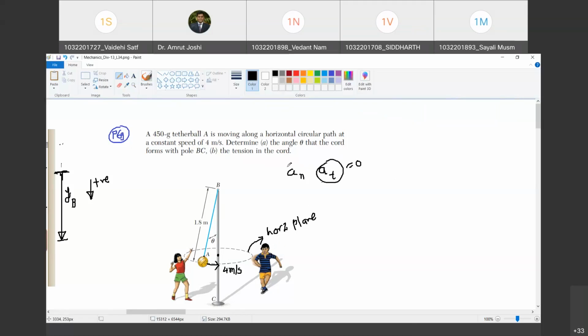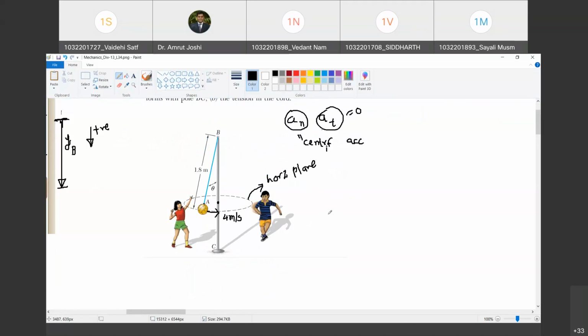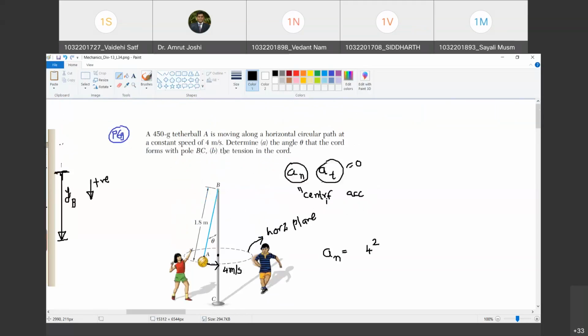But however, what is the value of AN? AN is equal to centrifugal acceleration. Are you with me? Yes, sir. And how much is that? Is it V square upon R? Yes, sir. Okay. So can we write down AN here? How do we write down AN here? It is going to be V square, that is 4 square. Do you agree with me? Yes, sir.